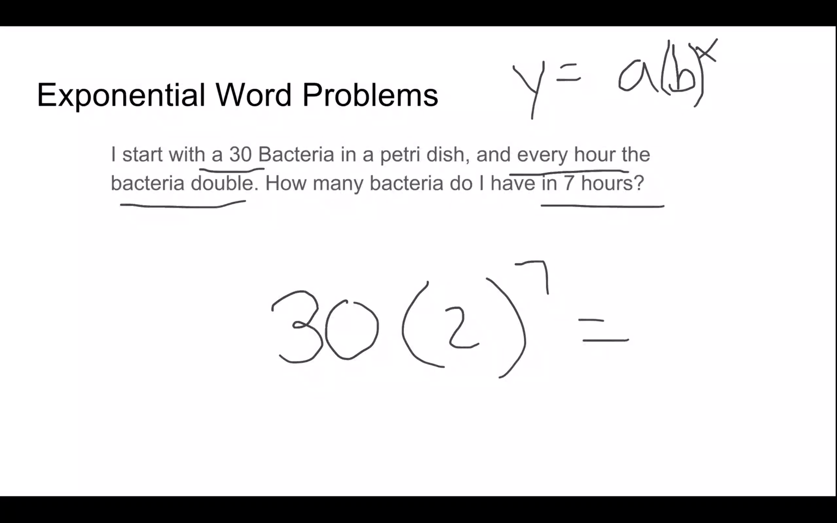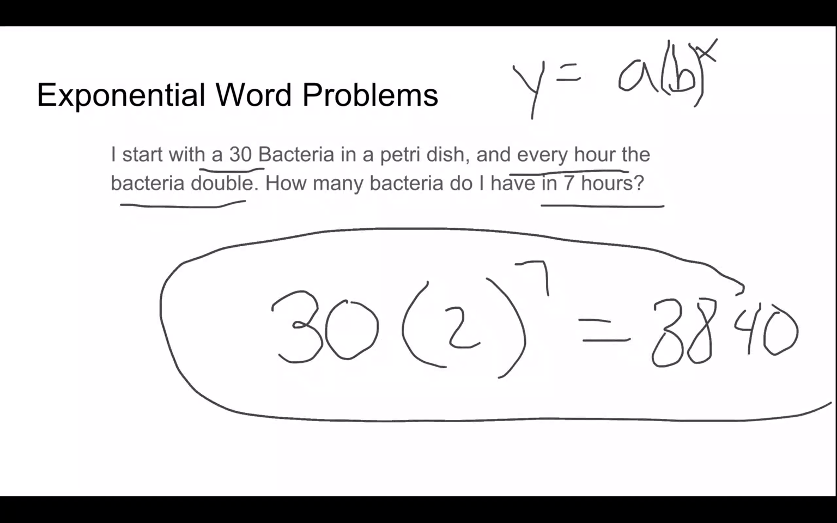Again, we plug this value into our calculator just to see what we will get. If we do that, we should end up getting 3,840 bacteria. So this would be my final answer. Again, we always use this form, a times b to the x, with a being your starting amount and b being your growth.